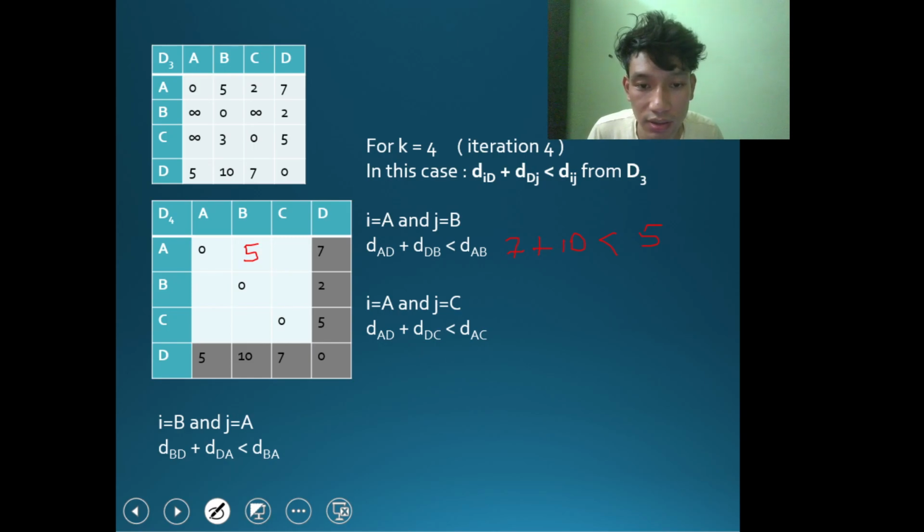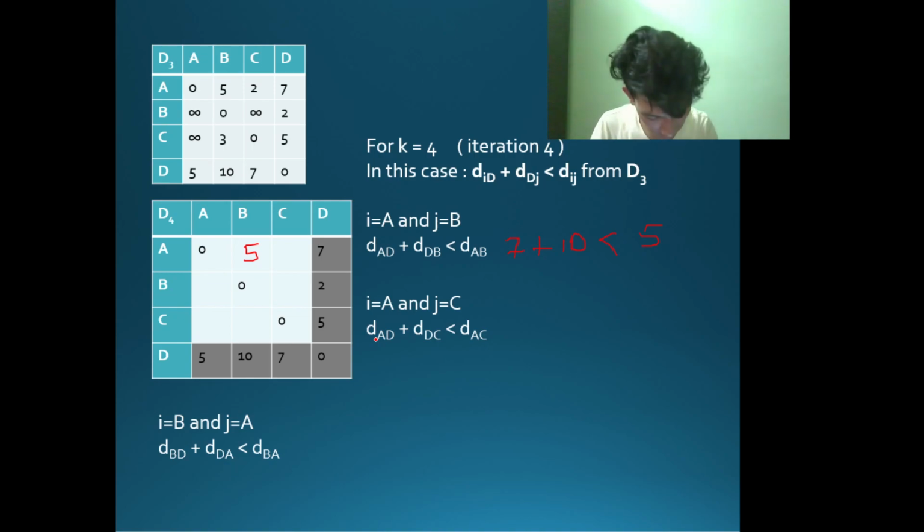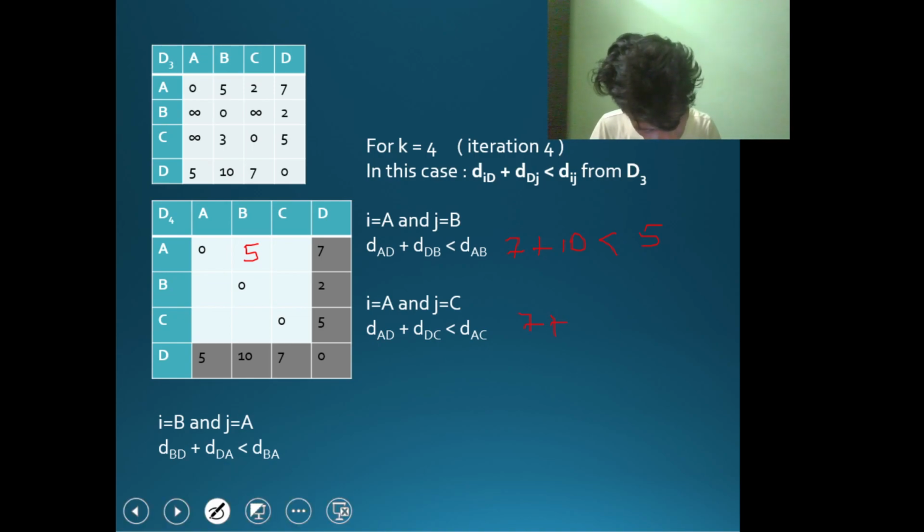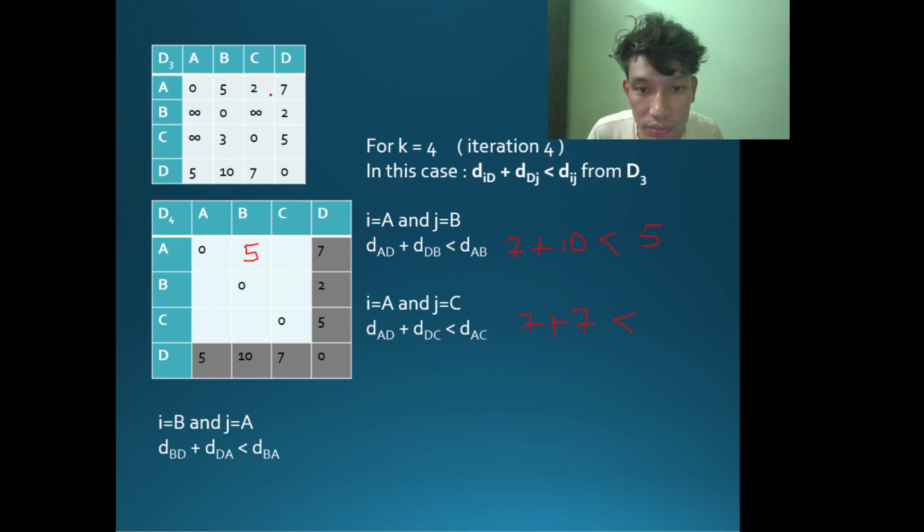Similarly, for AC, we will check for d of ad, which is 7, plus d of dc, which is also 7, less than d of ac from the previous element, which is 2. This is also not true. That means 14 is not less than 2, so we will write it as 2 here. No change in the element.